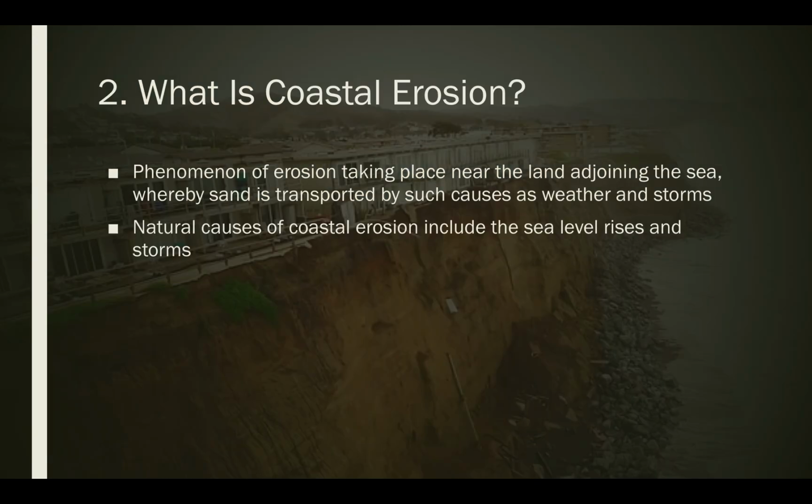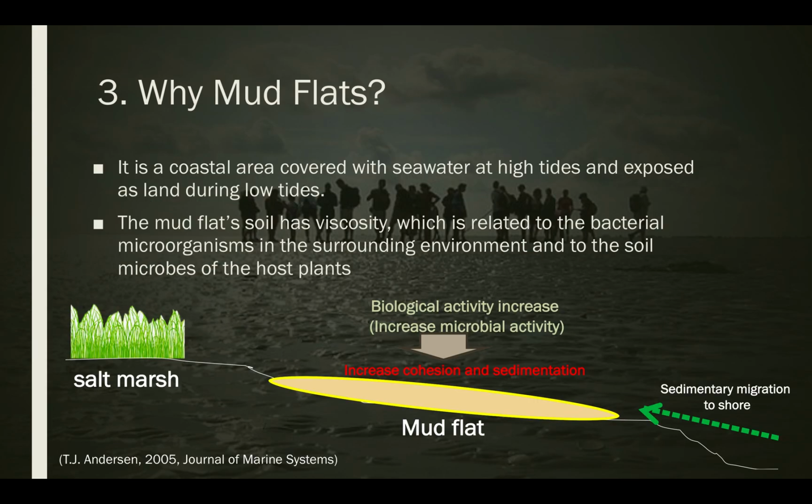Coastal erosion is a phenomenon of erosion taking place near the land adjoining the sea, whereby sand is transported by such causes as weather and storms, which causes changes in the coastal topography, and even causes changes in the flow of waves in the coastal area.